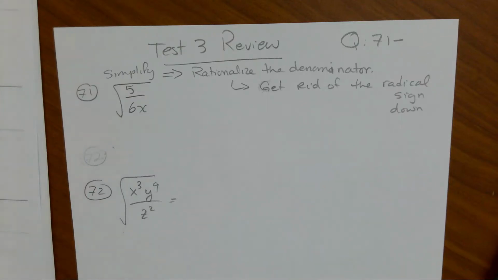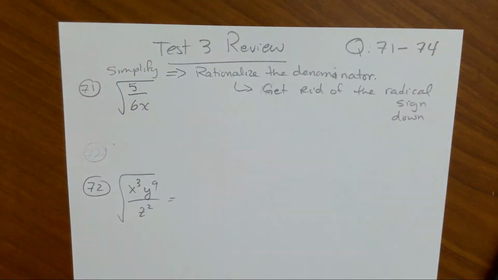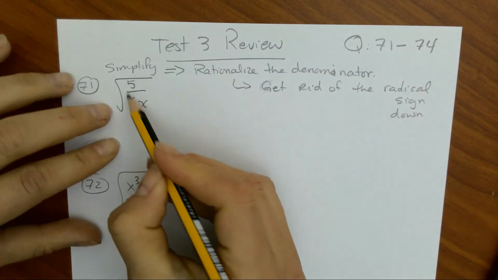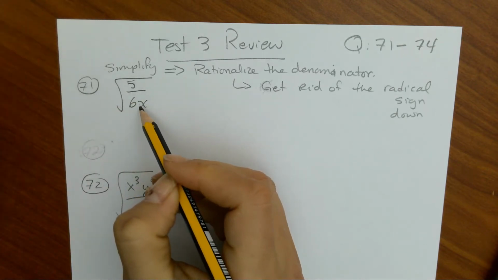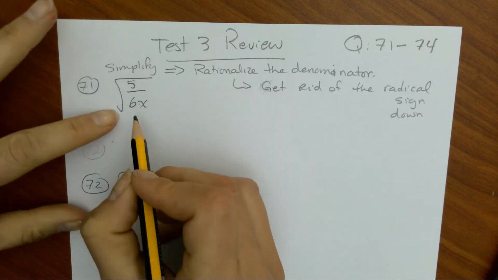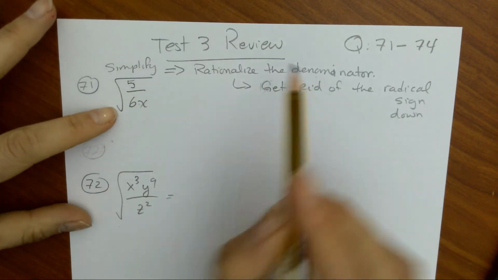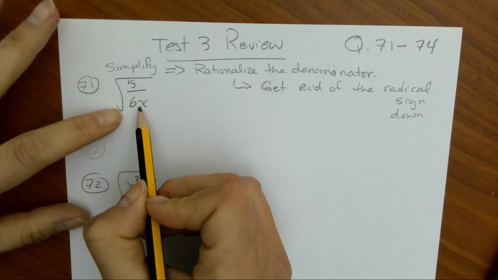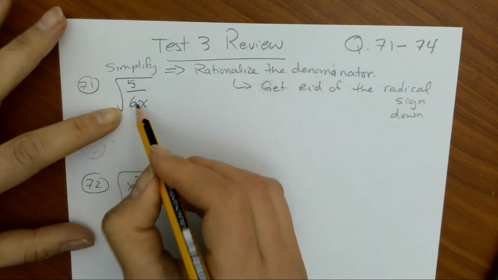Okay, so this is test 3 review, questions 71 to 74. Question 71 says simplify. When I look at this, I can't make it any more simple, but what they're saying is rationalize the denominator. So we want to get rid of the radical sign on the bottom. Rationalize the denominator just means getting rid of the radical sign on the bottom.